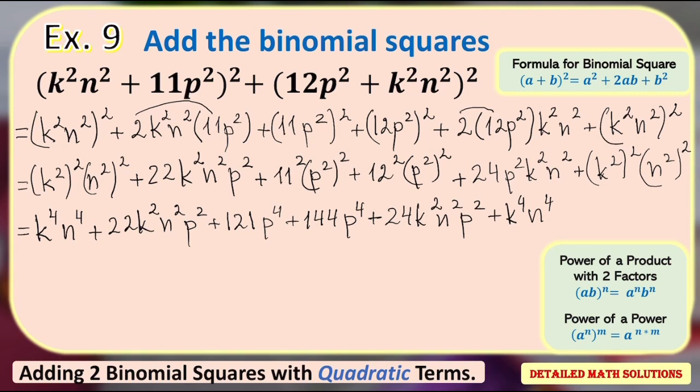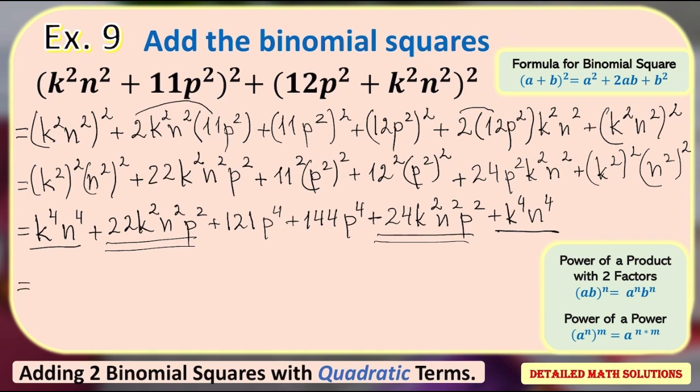As a last step, I need to add all like terms. Like terms are similar terms, terms that have the same literal parts. So I can add k to the 4th power n to the 4th power with k to the 4th and n to the 4th power. I can also add 22k squared n squared p squared with 24k squared n squared p squared. And then 121 p to the 4th plus 144 p to the 4th.